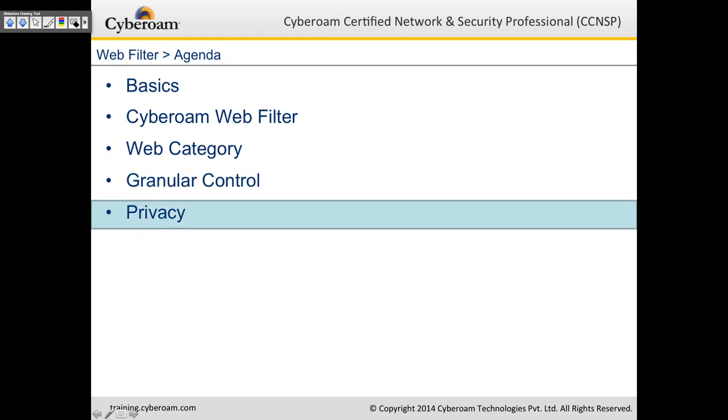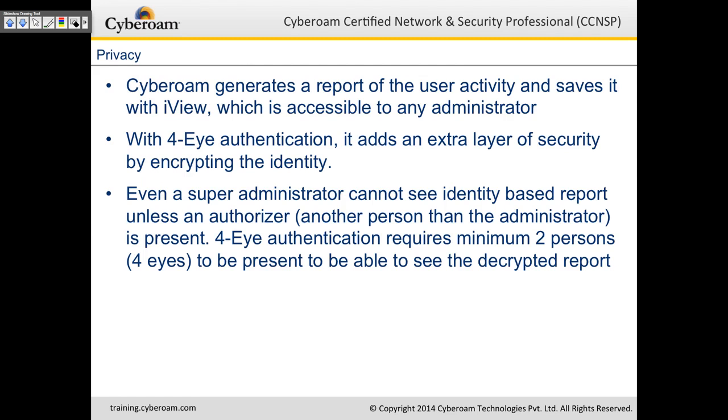So let's have a look at how Cyberoam offers privacy. Cyberoam generates a report of the user activity and saves it with iView, which is accessible to any administrator. So any administrator can log into Cyberoam and check the iView reports. If you enable 4i authentication in Cyberoam, it adds an extra layer of security by encrypting the identity. Even a super administrator cannot see the identity-based report unless an authorizer, another person than the administrator, is present. So 4i authentication requires a minimum of 2 persons, or 4 eyes, to be present to be able to see the decrypted report.